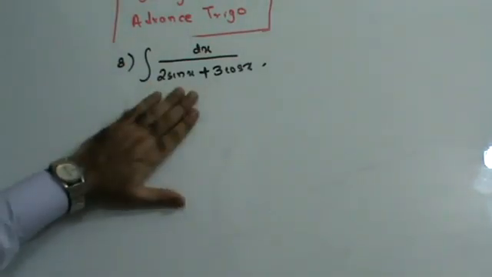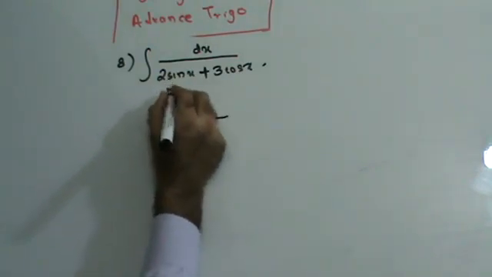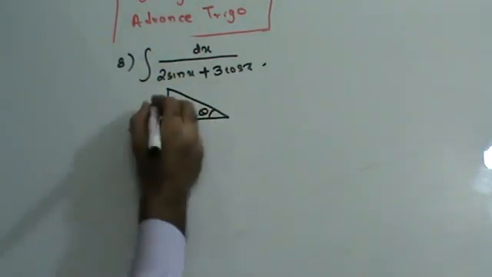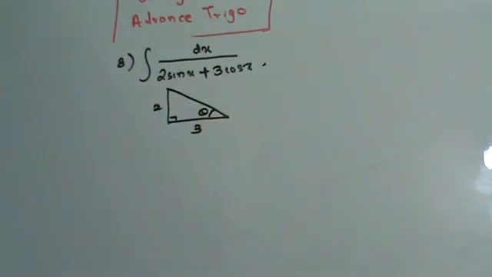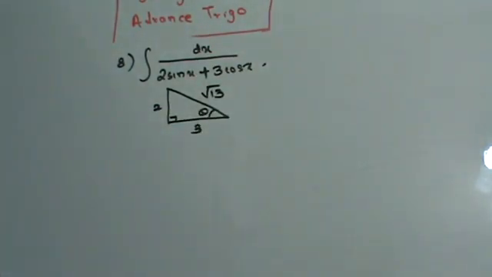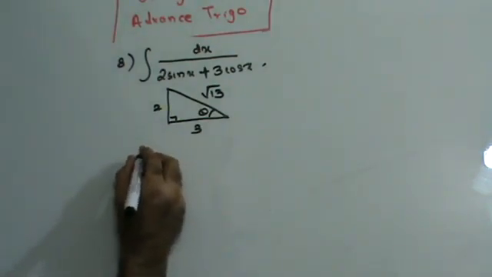When you want to bring a relationship between such numbers, the easiest method is to draw a right angle triangle. With angle theta, assume one side to be 2, the other side to be 3. Let's apply Pythagoras. If I apply Pythagoras, my hypotenuse will come out to be root 13.